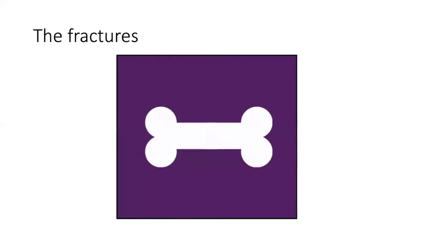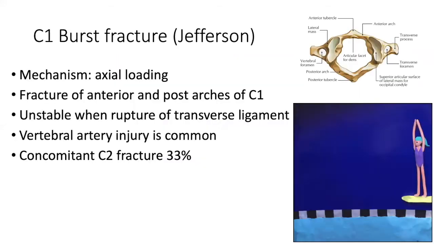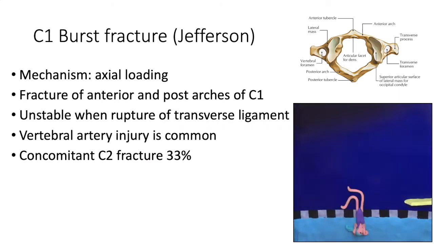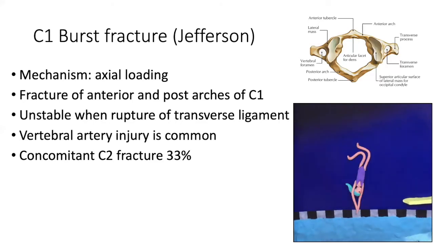So now we're going to talk about the most common fractures, only the unstable ones. First of all, we have a C1 burst fracture. The mechanism is axial loading, so any sort of compression from top to bottom. The most common cause is diving into shallow water. It causes a fracture of the anterior and posterior arches of C1, around here and here, and with the axial loading, it basically just spreads apart. It causes vertebral artery injury, which can limit blood flow to the spine, and is usually associated with fractures of C2.